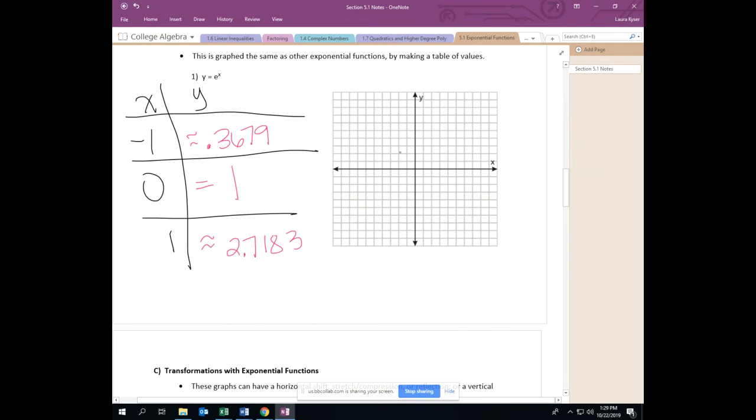So let's graph. -1 is at about 0.37, maybe that's right there. 0 is at 1. And then 1 is at 2.7-ish, maybe right here, 2.7. And so this one starts off low and is going to go up high. And there's our curve.